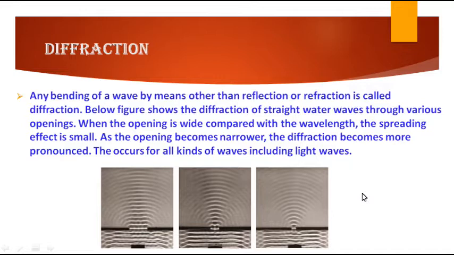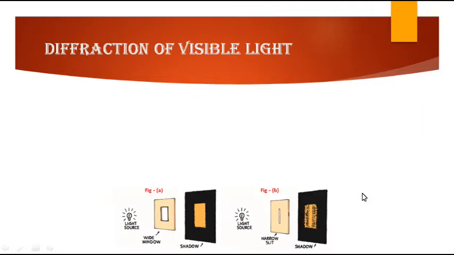The arcs occur for all kinds of waves. So there is a printing mistake. These occur for all kinds of waves, including light waves. Now we'll study the topic diffraction of visible light.